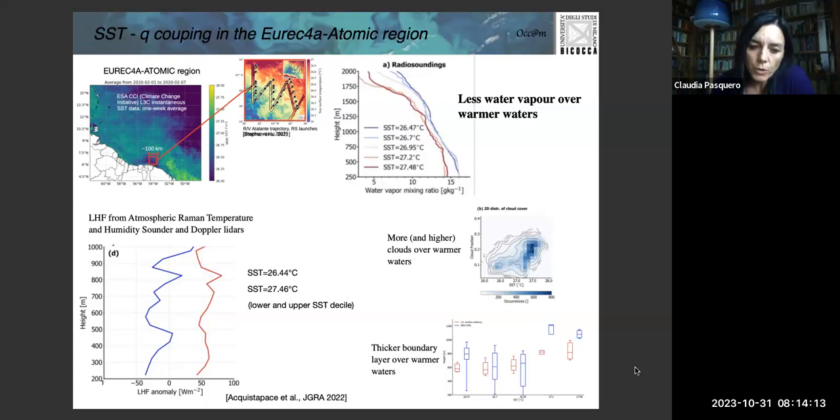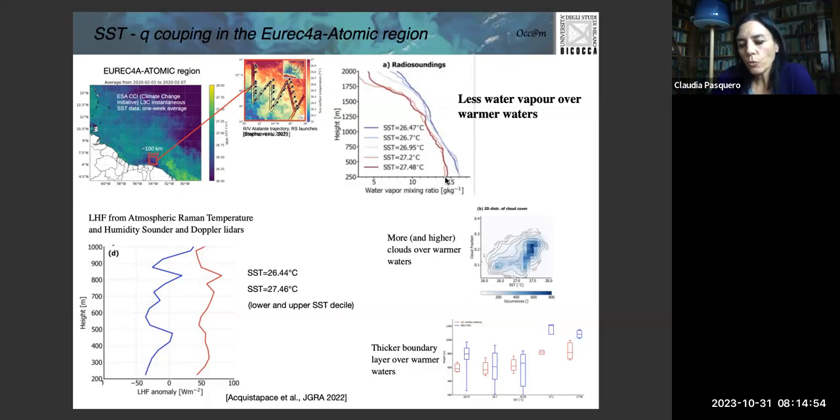And clearly there is also a big change in latent heat flux, and similar results have also been obtained by the ATOMIC group of people, indicating very large latent heat flux variability in this region. So larger latent heat flux over warm than over cold patches. By the way, those are not individual soundings, those are averages over bins of SST, so conditioned to the SST. So cold SST have more water vapor in terms of specific humidity than warm SST.